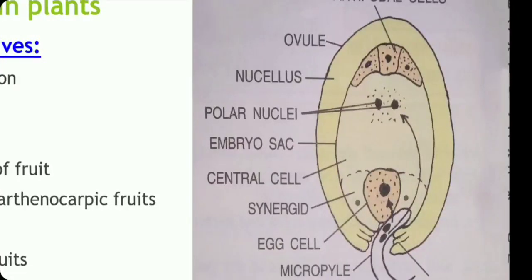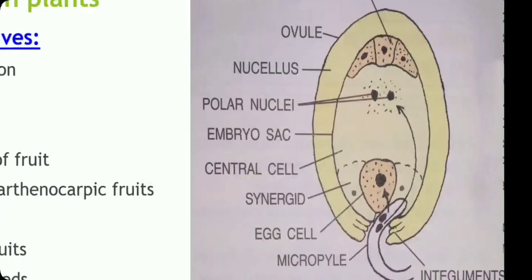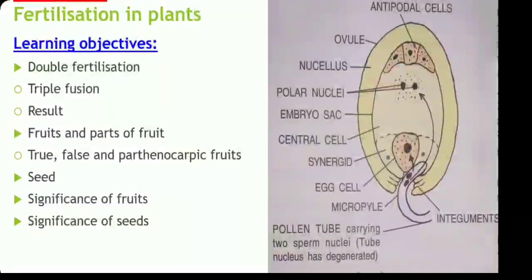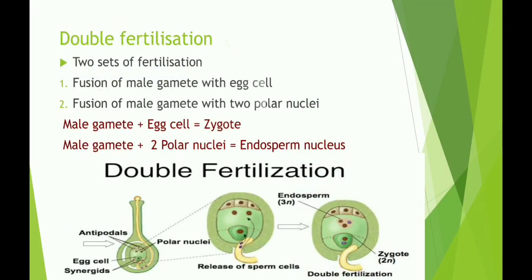When it enters into the ovule, this tube nucleus degenerates, and the other one, the generative nucleus, divides into two sperm nuclei. One sperm nucleus fuses with the egg cell and the second one fuses with the polar nuclei, which has two nuclei inside. Okay, so that is the central cell, which has two polar nuclei. So this is the summary of the previous video lesson.